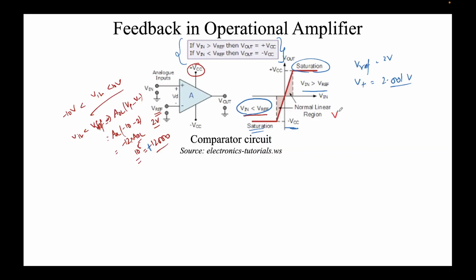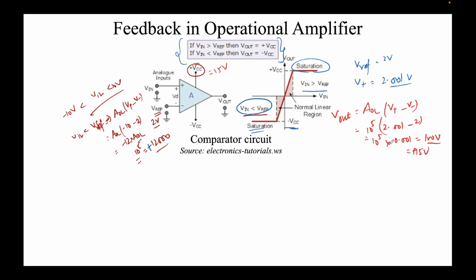So output voltage would be V out equal to simply AOL times V plus minus V minus. AOL is 10 to the power 5. V plus is 2.001 volts minus V minus is 2 volts. So we'll get 10 to the power 5 into 0.001, which is 100 volts, which we cannot get. So it will saturate at plus 15 volts or plus VCC. Let's say plus VCC is 15 volts.